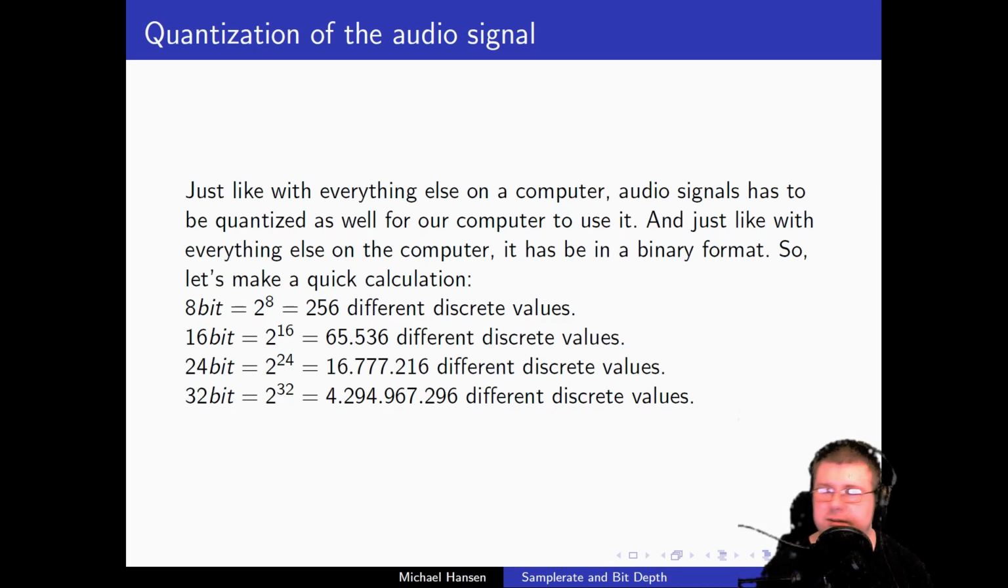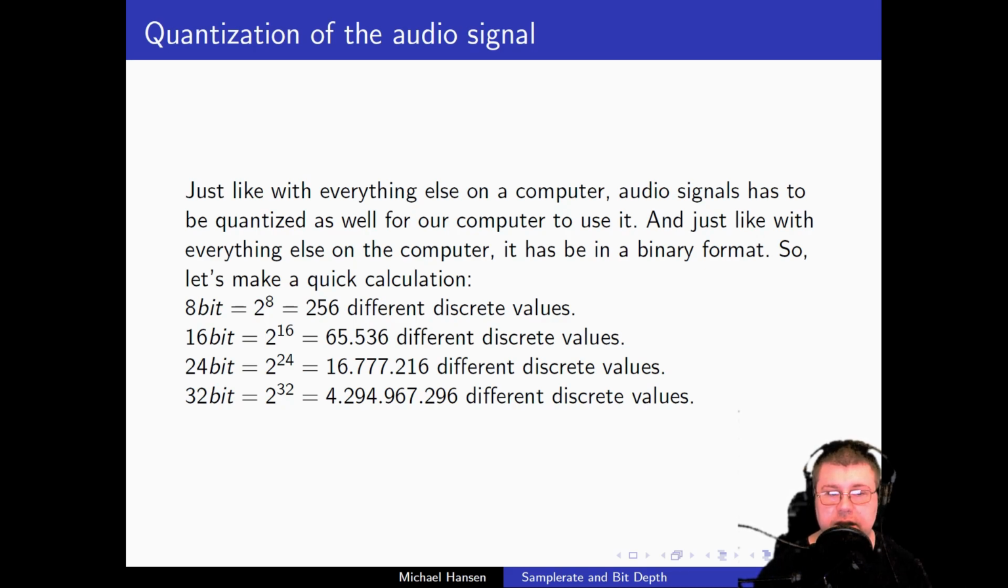And just like with everything else inside the computer, it has to be in the binary format. Let's make some quick calculations here in order to set the stage. So we have an 8-bit audio recording, or anything, 8-bit something. That would give us 2 to the power 8, that is 256 different discrete values that we can work with.